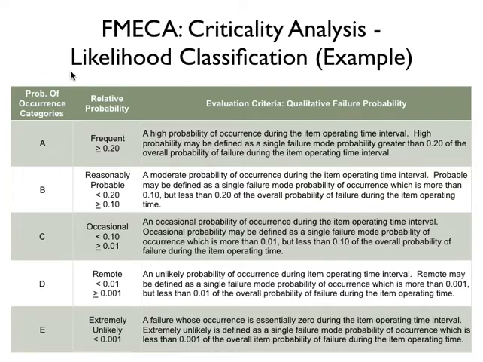We can also look at the definition right here on the right side. So for category A, this is a high probability of occurrence during the item operating time interval. High probability may be defined as a single failure mode probability greater than 20%, or 0.2, of the overall probability of failure during the item operating time interval.